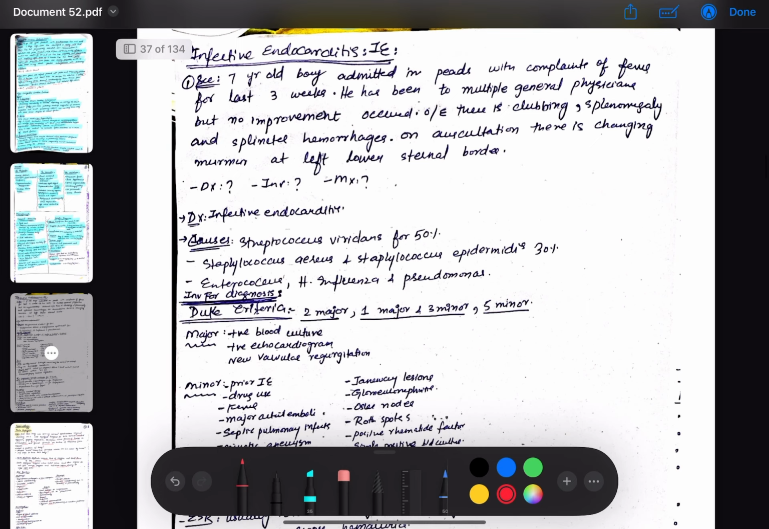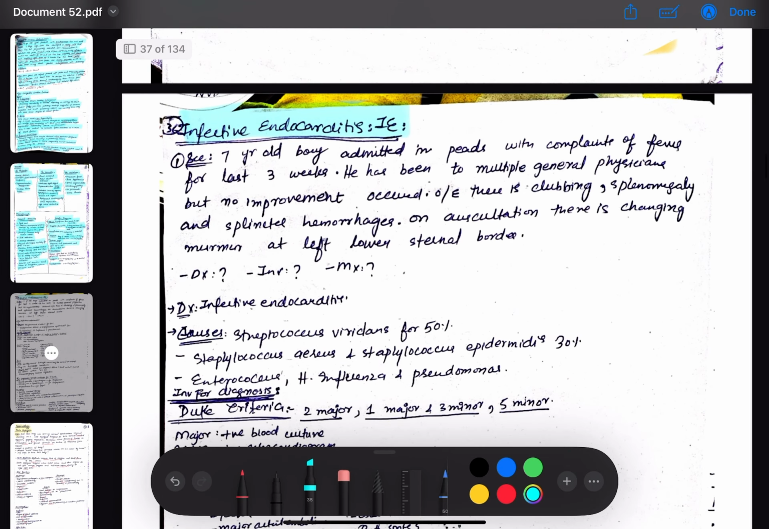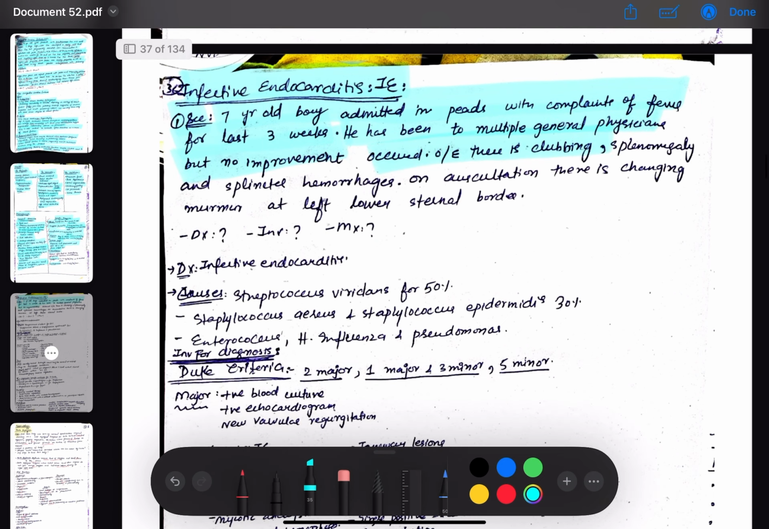Now coming towards the next topic, that is infective endocarditis. So the scenario is that there is a 7-year-old boy admitted in pediatrics with complaints of fever for the last 3 weeks. He has been to multiple general physicians but no improvement. On examination, there is clubbing, splenomegaly, and splinter hemorrhages. On auscultation, there is a changing murmur at the left lower sternal border.